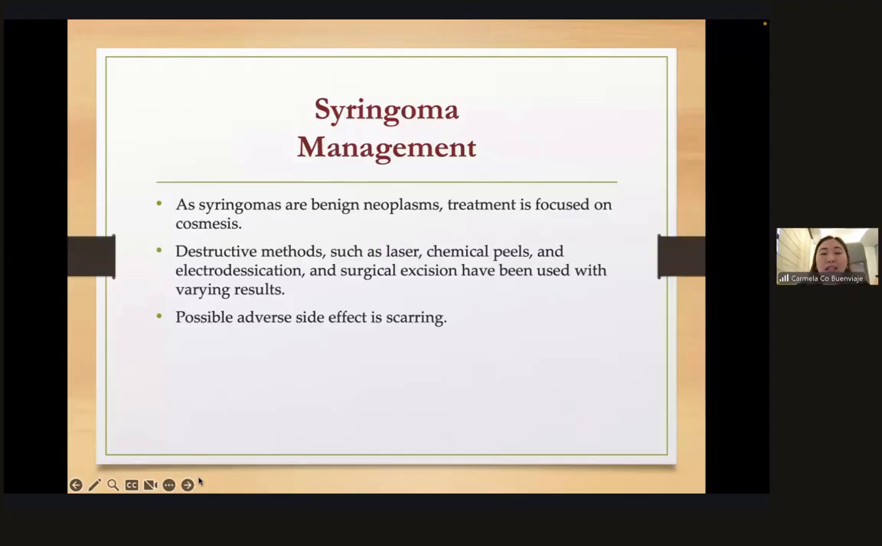For management, as syringomas are benign neoplasms, treatment is focused on cosmesis only. Destructive methods such as laser, chemical peels, electrodesiccation, and surgical excision have been used with varying results. Again, we have to warn the patient that a possible adverse effect of doing these destructive methods is scarring. There's always a possibility of scarring.